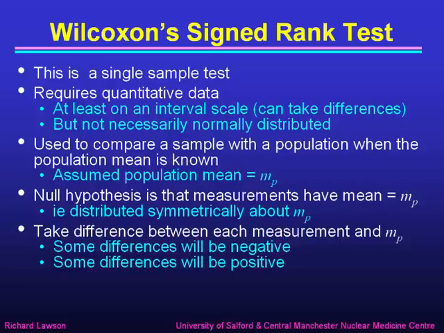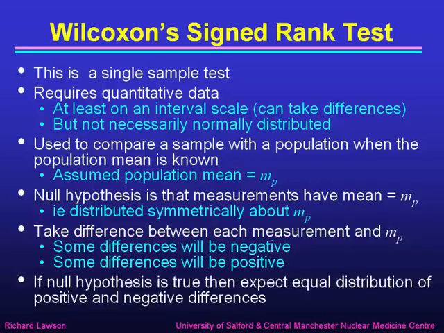So we take the difference between each measurement and MP. Some differences will be negative because the value is less than the mean. Some differences will be positive because the measurement is greater than the mean. But if the null hypothesis is true, then we expect an equal distribution of positive and negative differences. That is, they're equally distributed above and below the mean. So that is what the test is all about.